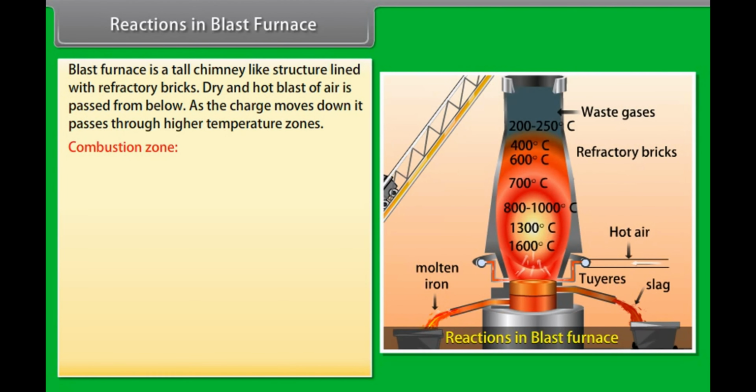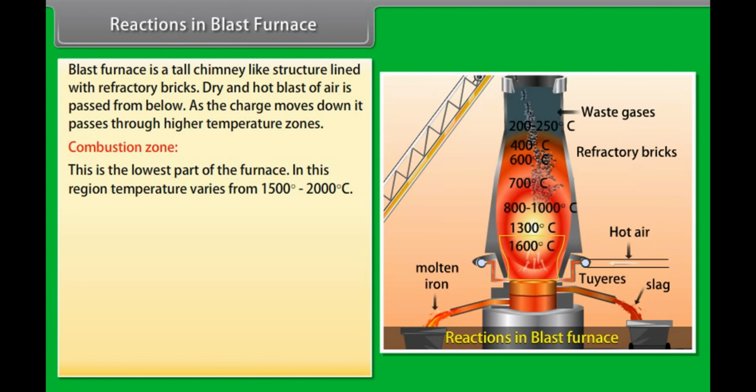Combustion zone. This is the lowest part of the furnace. Here, coke burns in the hot blast of air. In this region, the temperature varies from 1500 to 2000 degrees Celsius. Carbon dioxide rises upwards and meets red-hot coke.